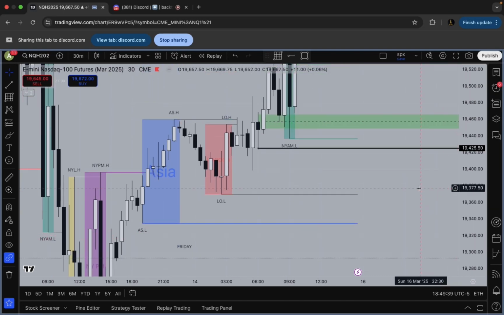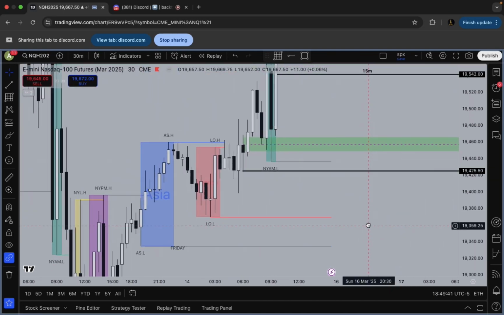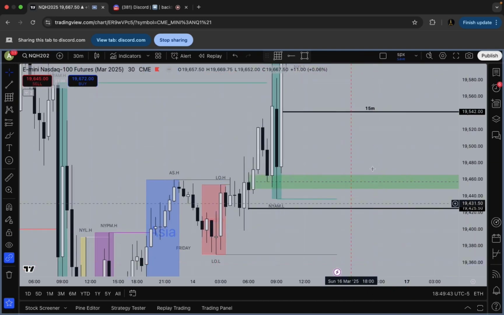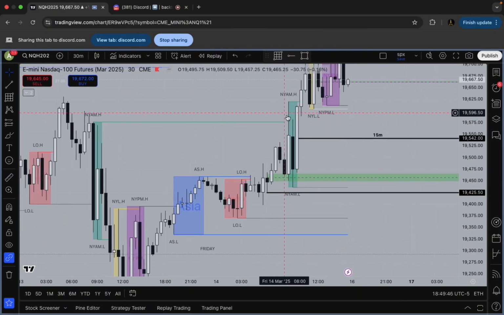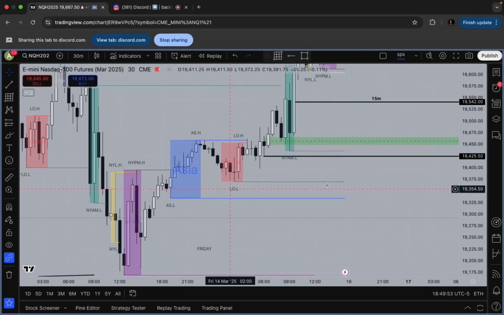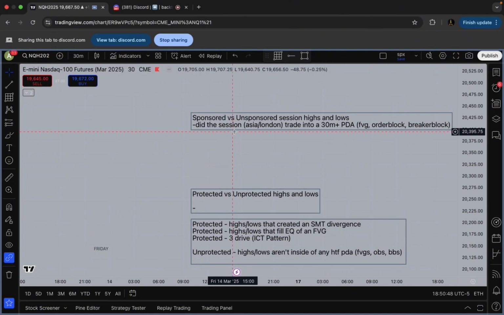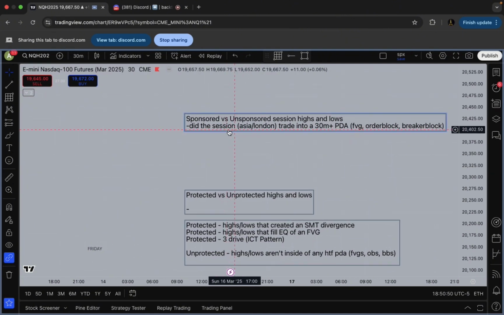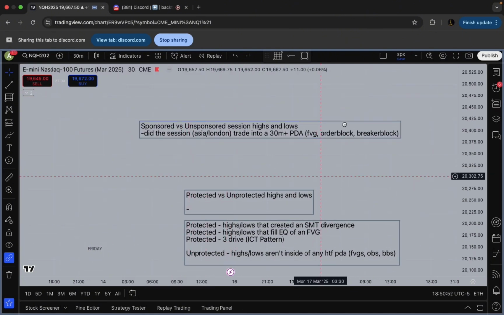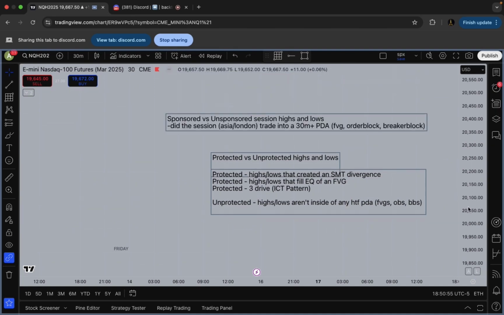And I'm pretty sure on Friday my bias was bearish towards the London and Asia lows, but that's just because before market open we had swept this, had this reaction, and had all of this liquidity built up below. So I was expecting us to trade lower and take out the London lows at least, but we did not end up doing that. So it really is that simple. You just need to see if the session traded into a 30-minute or higher fair value gap, order block, or breaker block.